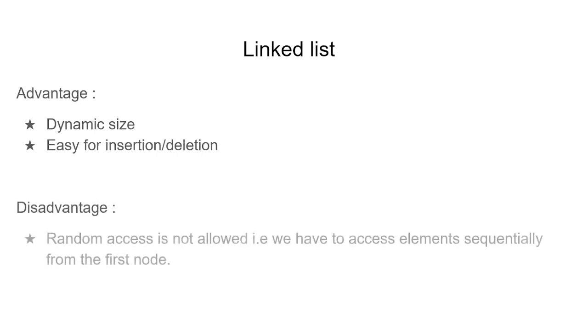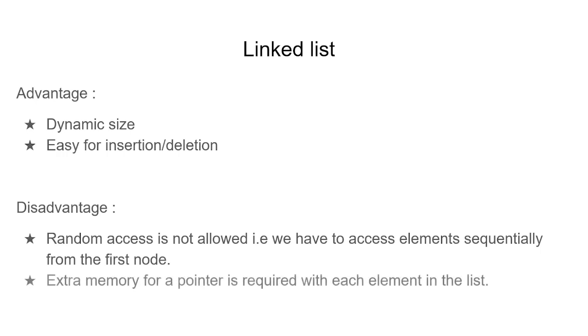Then if we see the disadvantages, random access is not allowed. That is, we have to access elements sequentially from the first node. So if I want to access some random node in the linked list, then I cannot directly go to that node and access it. In order to access that node, I have to travel from the first node till that node that I want to find. So that is a major disadvantage of a linked list. And extra memory for a pointer is required with each element in the list.